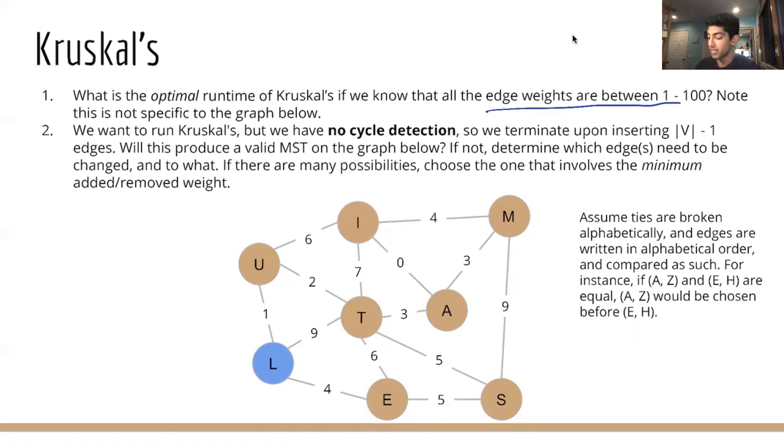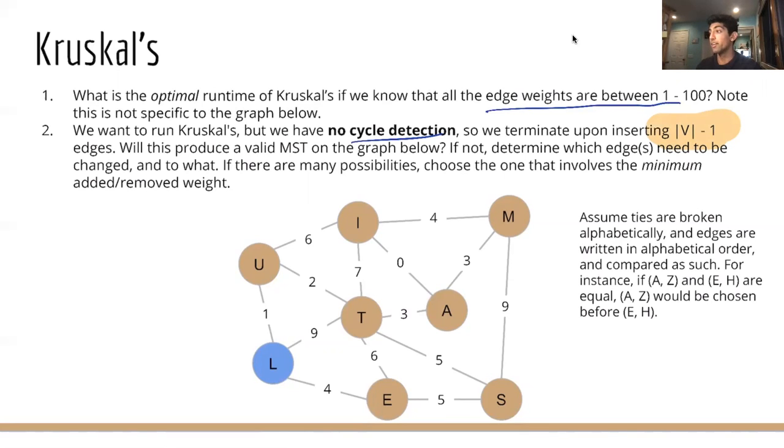Okay, and for the second part, now we don't have cycle detection, right? Recall when we usually run Kruskals, we have some way of telling us that the addition of this edge will create a cycle. Now, thinking about the possibility of what if we run Kruskals and we have no way of figuring out whether a cycle is created or not. So what we do instead is just add the first v minus 1 smallest edges, okay? And I'm wondering, will this work for the MST below?